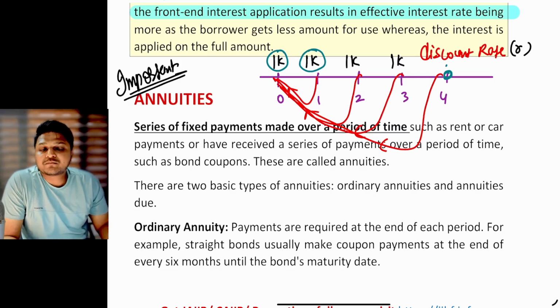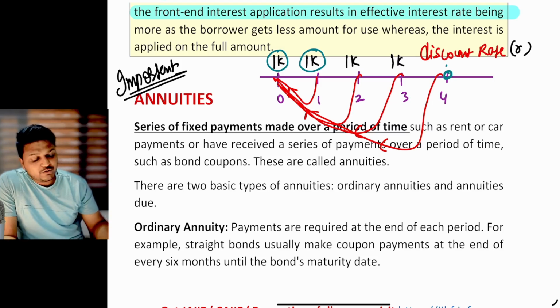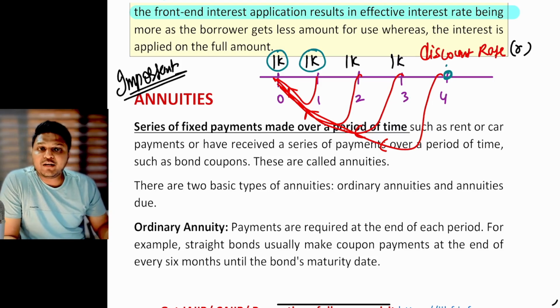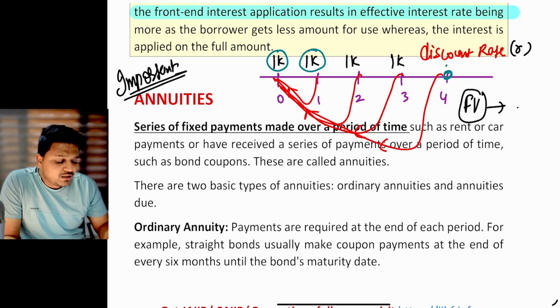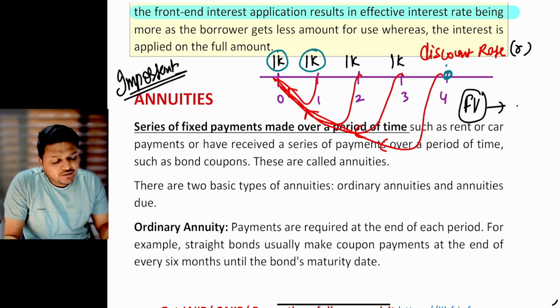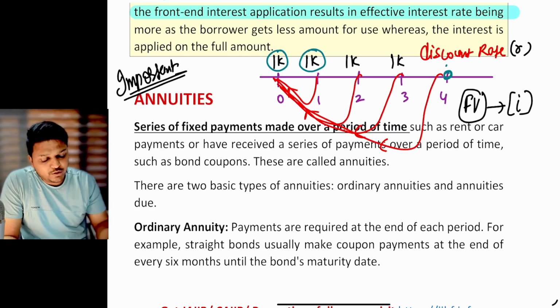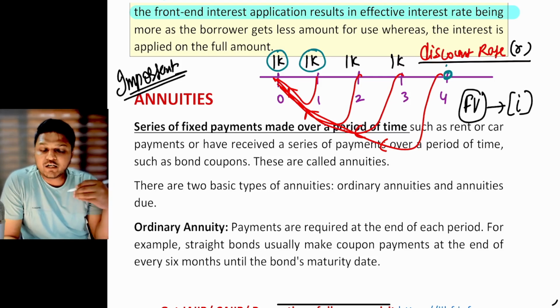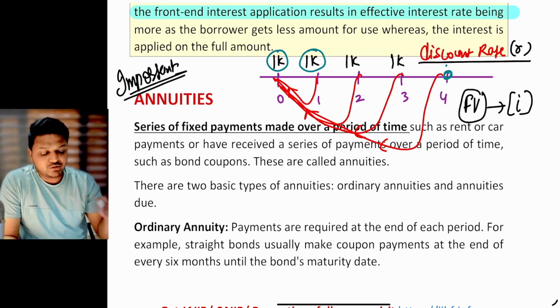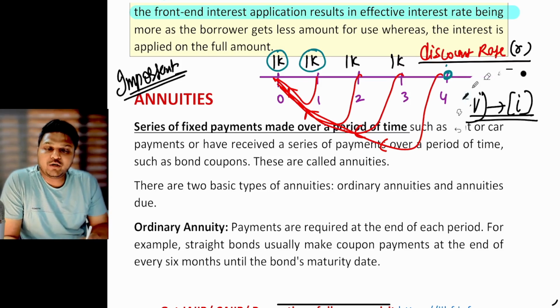Is that clear to you? So we have to use the discount rate. And further, when we calculate the future value, we basically increase the value with the interest rate. So when we calculate the present value, we reduce the value using the discount rate. When we calculate the future value, we increase the value using the interest rate, represented by I. So interest rate is represented by I, and discount rate is represented by small r here.